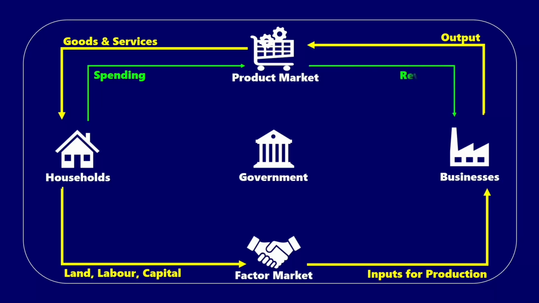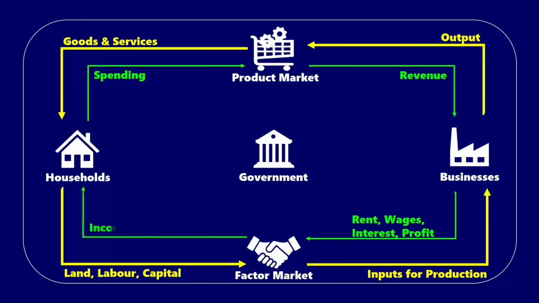Okay, now let's add the money. Households spend money in the product market, and that's your daily spending. That spending becomes revenue for business. Then businesses pay households for their resources in the factor market, like wages for labor, rent for land, interest for capital, and profit for entrepreneurs. And that payment becomes household income. So green arrows are the money loop, from spending to revenue to income to spending again.